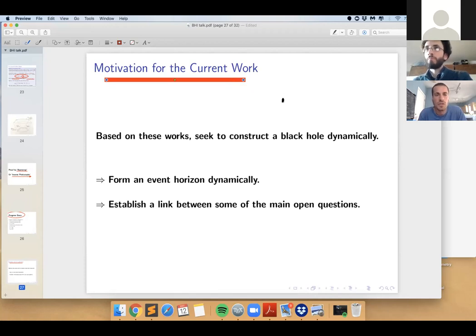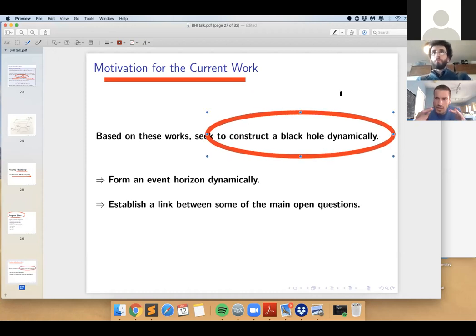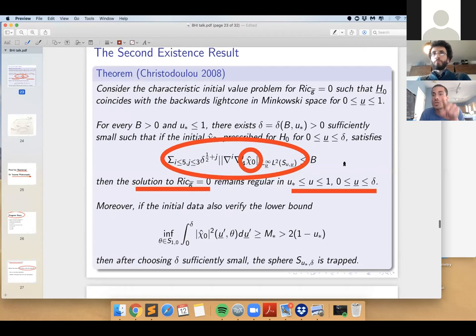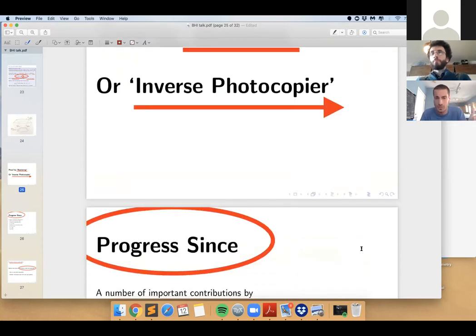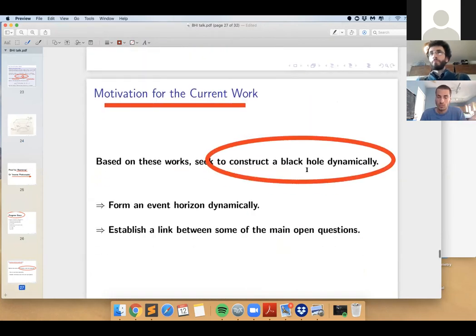So what's the motivation for the current work? Well, I told you before, what we want to do is to construct a black hole dynamically. I want to start with something that has no black hole and make a black hole, right? So far, I've only showed you this theorem by Christodoulou, which gives you a trapped surface. This is what the theorem says. There's a trapped surface. It doesn't give you a black hole, right? That's a totally different thing. Trapped surfaces are inside a black hole. There are many trapped surfaces in a black hole, but it doesn't give you a black hole. So anyway, we want to construct a black hole, right? We don't know how to do this outside of spherical symmetry, which means we don't know how to do it in vacuum.